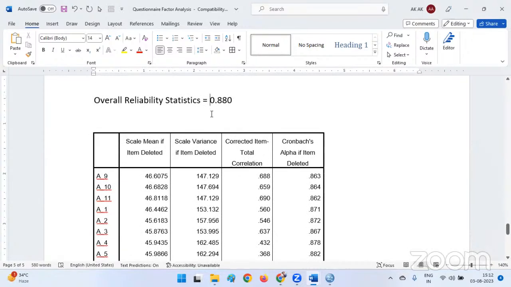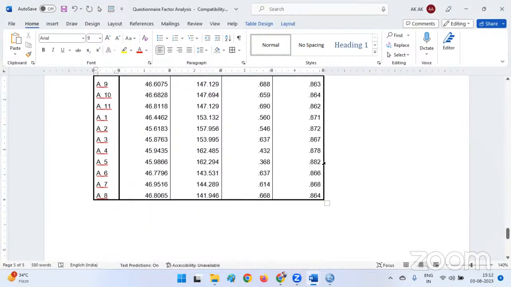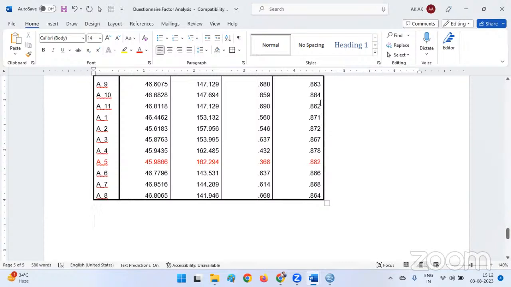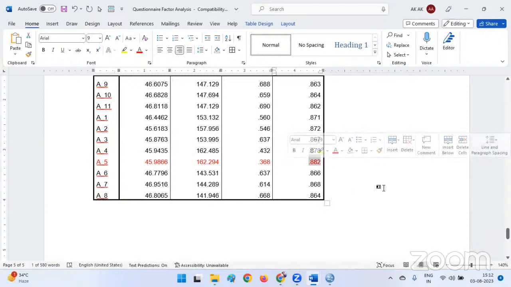Okay. If I somewhere find more than this, then I should be attracted. So I find more than this here, 0.882 and 0.88, 0.882 only. So if I delete A5, my overall reliability would increase to 0.882, only 0.002, but it will improve.